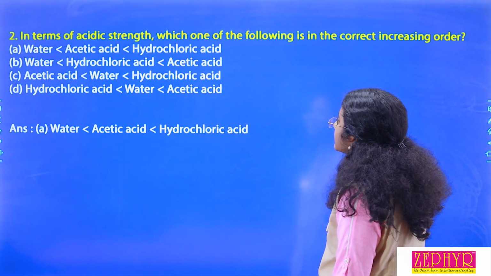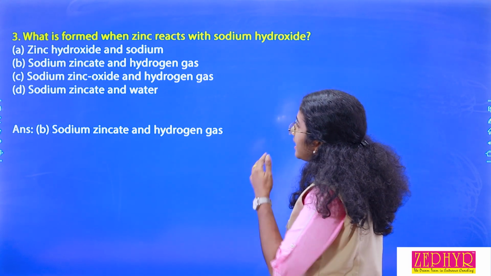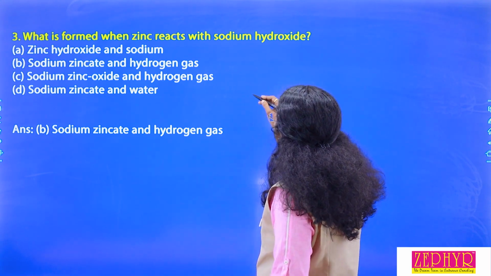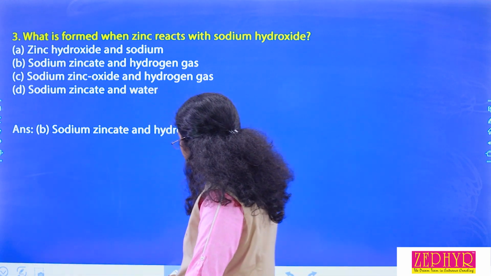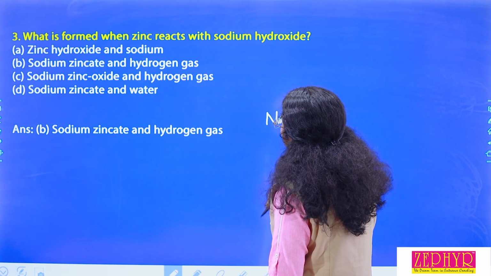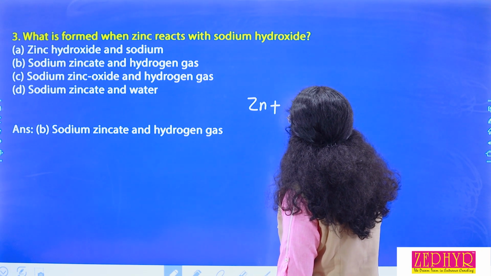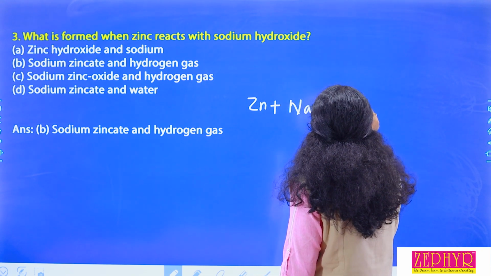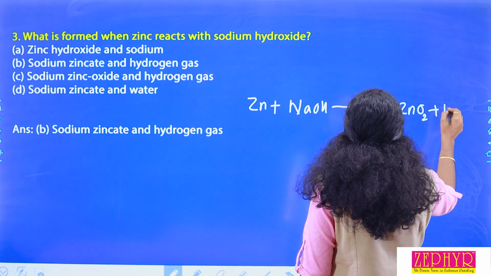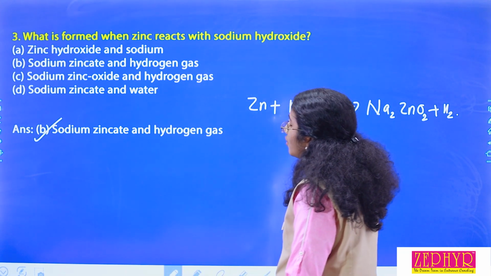Then next, third one, what is formed when zinc reacts with sodium hydroxide? Metal reacts with the base to give salt and hydrogen gas. Zinc reacts with NaOH to give Na2ZnO2, sodium zincate, and hydrogen gas. Option B.